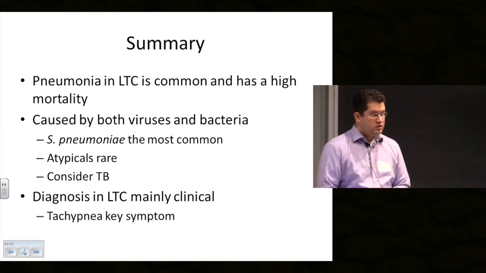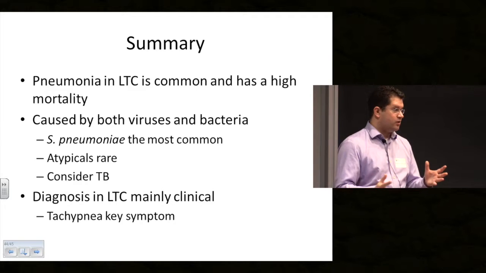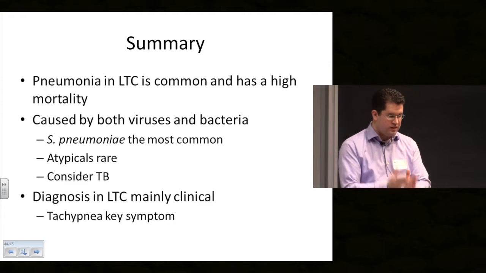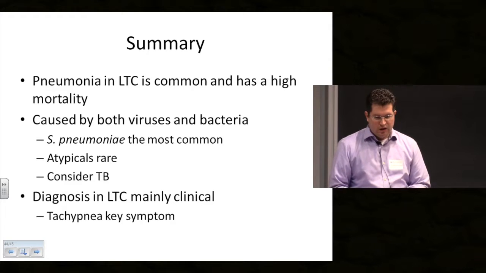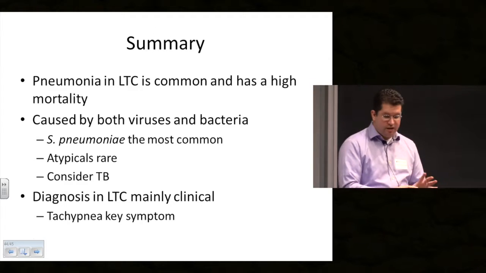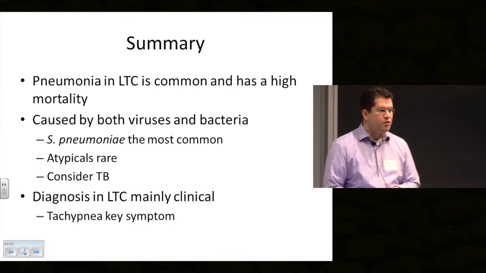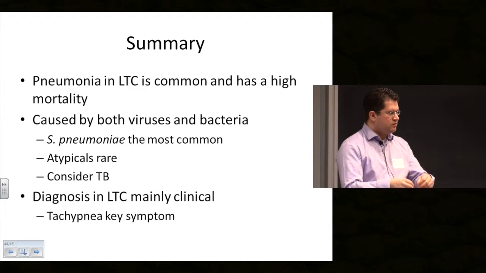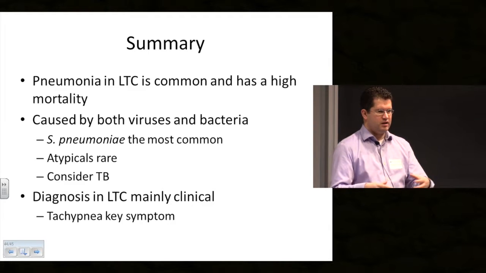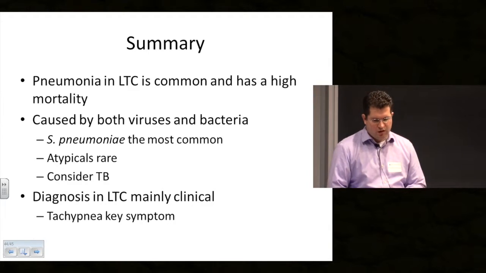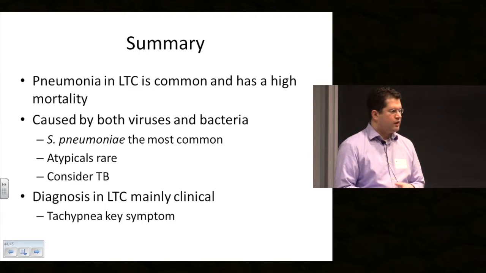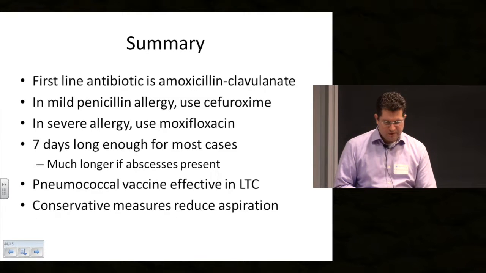So to summarize, pneumonia is very common. About 2% in that US survey at that one point in time in long-term care had pneumonia. It's caused by both viruses, which are very common, and bacteria, with strep pneumo seeming to be the most common bug. Atypicals are rare in BC, with the caveat that Legionella exists and an outbreak isn't impossible. Consider TB. The diagnosis in long-term care is going to be mainly clinical. Tachypnea being key, you're going to have a hard time getting sputum samples.